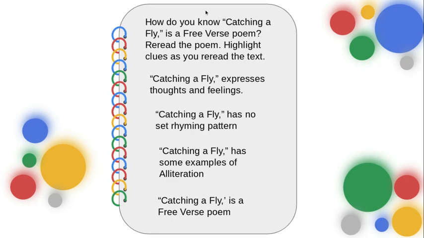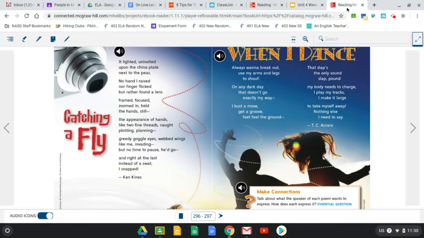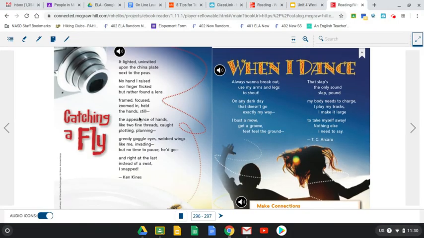So once again, we're going to head back to our reading, and I just want to point out a few things. We already went through our stanzas, but look here. Uninvited, plate, peas, no rhyming words. Raised, flicked, lens. So none of the stanzas have any rhyming words at the end.